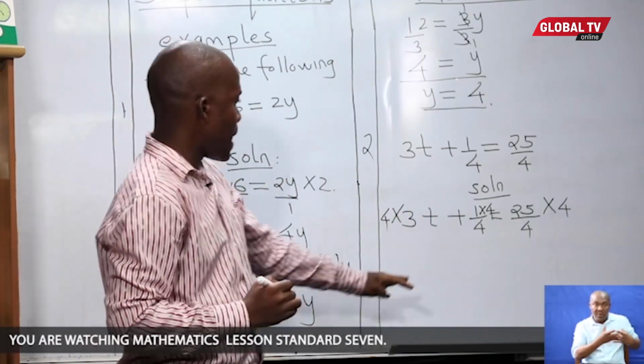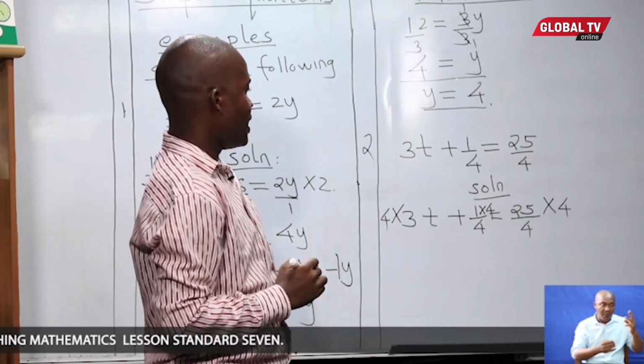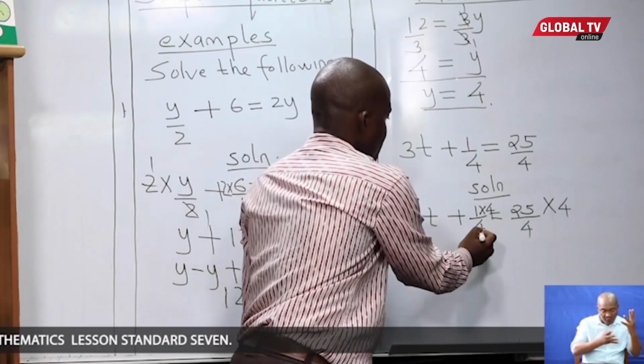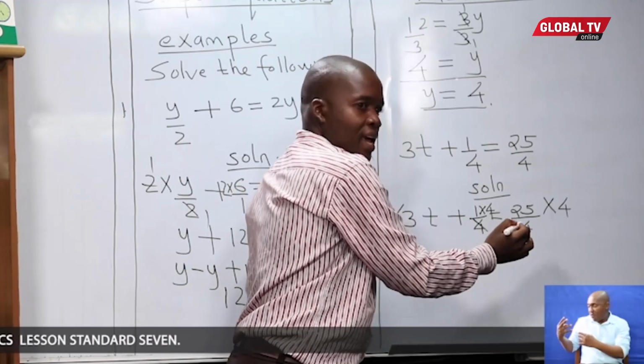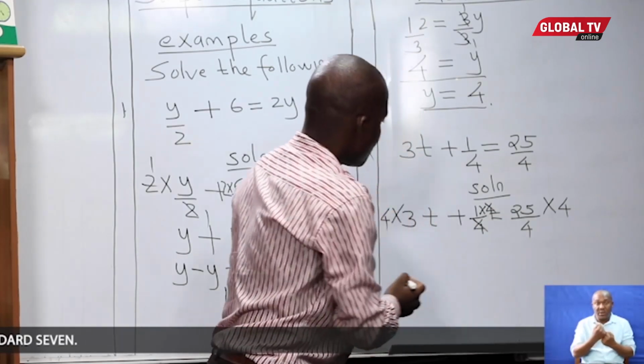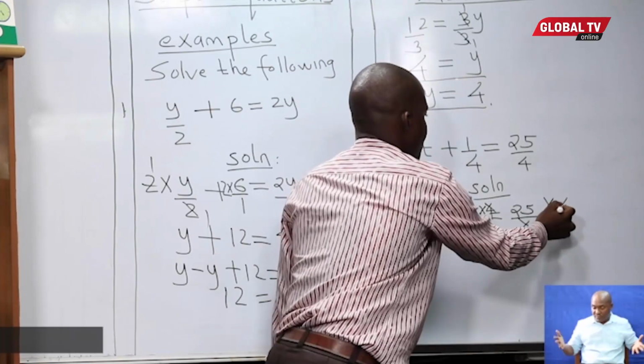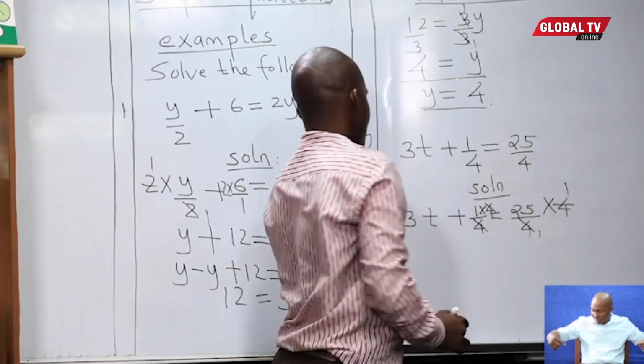At the end, we can simplify. We can divide. Therefore, here, 4 divided by 4 is 1, and here, 4 divided by 4 is 1. Even on the other side of our question, 4 divided by 4, we get 1. And here, 4 divided by 4, we get 1.